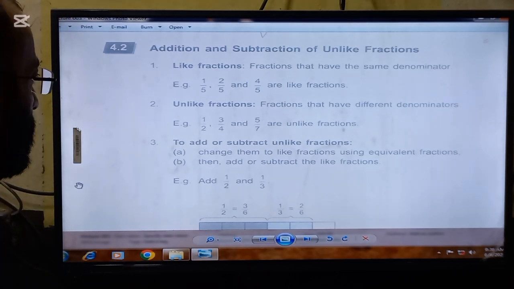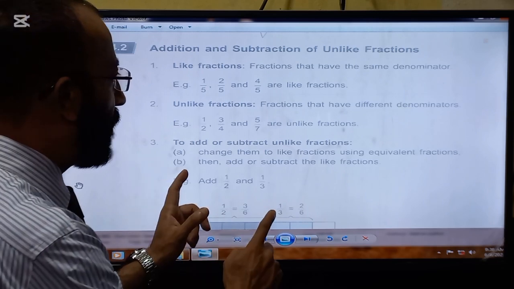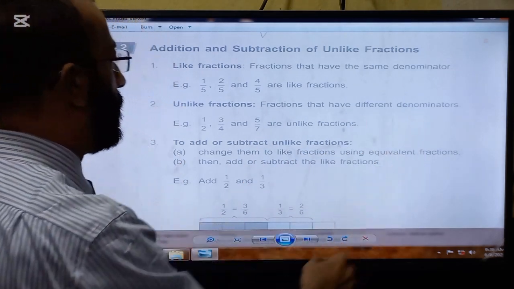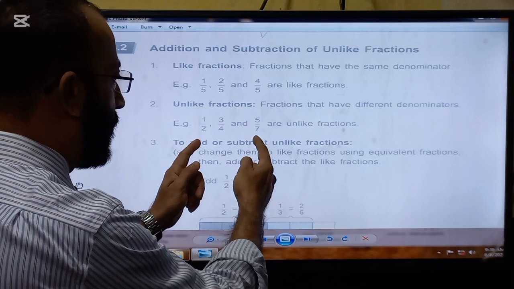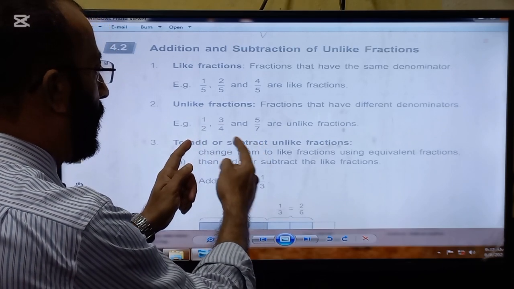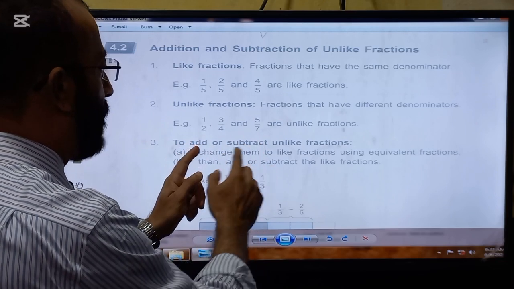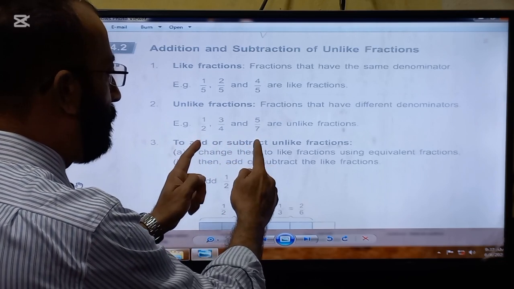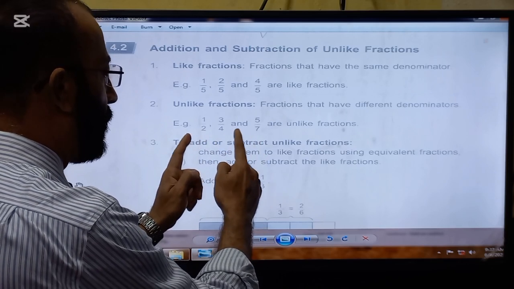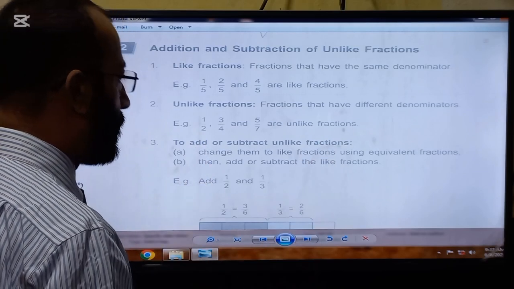Second concept is unlike fractions. Unlike fractions are the fractions that have different denominators. Here are some examples of different denominators. So unlike fractions, 1 by 2, 3 by 4 and 5 by 7. If you look at these three fractions, they are having the different denominators. So that's why these fractions are called unlike fractions.